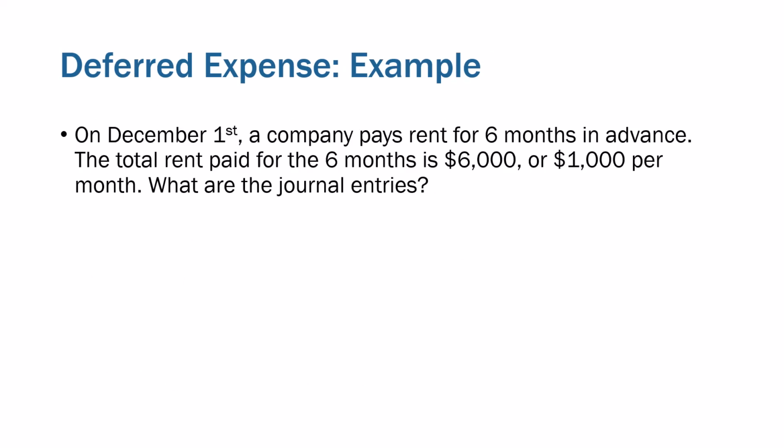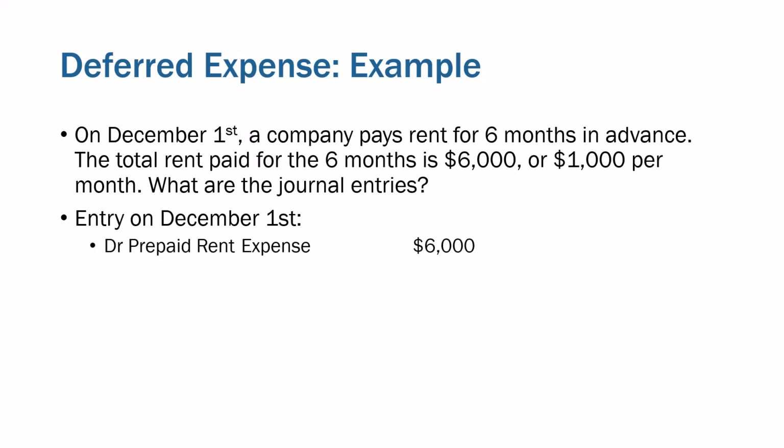The deferred expense. So if we go on to one of these examples here, let's say that on December 1st, a company pays rent for 6 months in advance. The total rent paid for the 6 months, it's $1,000 per month, so $6,000. Well, the entry on December 1st, we think about that one. All right, this is going to be a debit to a prepaid rent expense account. All right, and we're going to credit cash. We are not merely going to debit rent expense yet, because we haven't used the space. It's the actual using of the space that is going to create an expense.